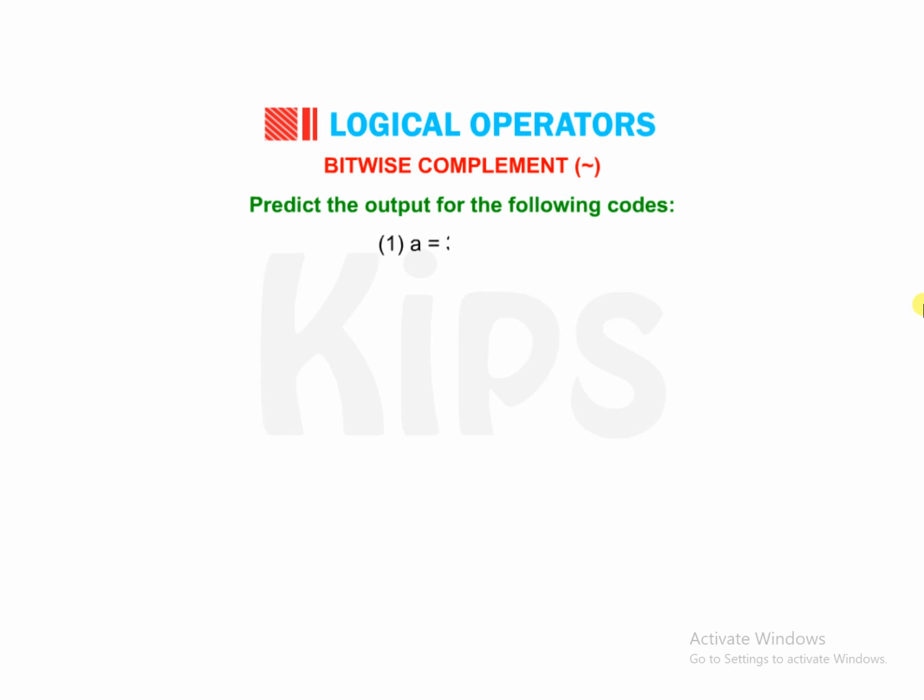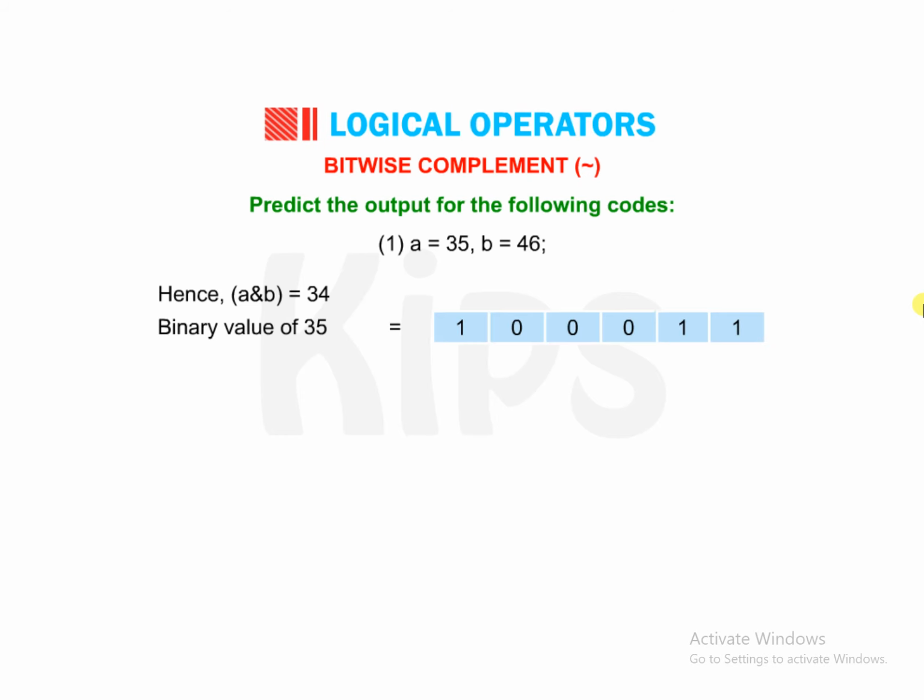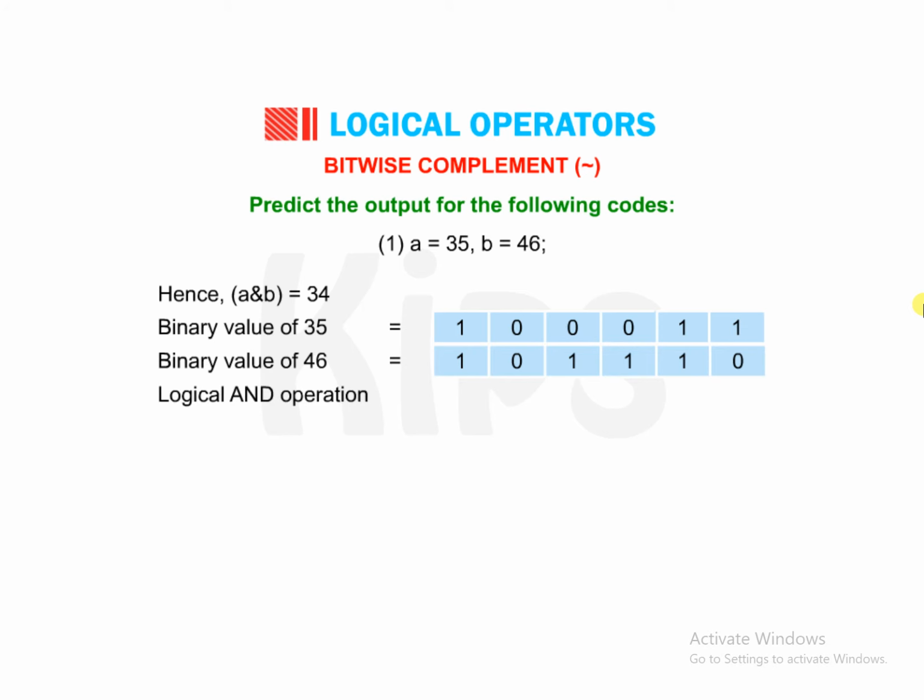Number 1. A equals 35, B equals 46. Hence, (A & B) equals 34. Binary value of 35 is 100011. Binary value of 46 is 101110. Logical AND operation gives 100010. Decimal equivalent of the result is 34.